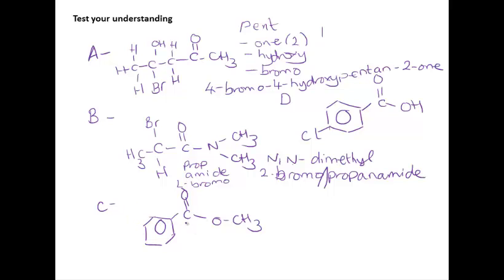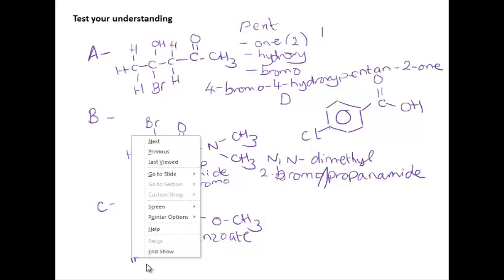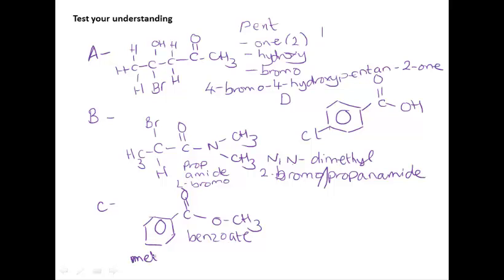C is an ester. The part that includes the carbonyl also has a benzene ring, so that's going to be benzoate. The part attached to the oxygen is a methyl, so it's going to be methyl benzoate. And then D is a carboxylic acid down here, and it also includes a benzene ring. We're going to have to put the carboxylic acid as being a priority group at position 1, 1, 2, 3, 4. So we're going to have 4-chlorobenzoic acid.